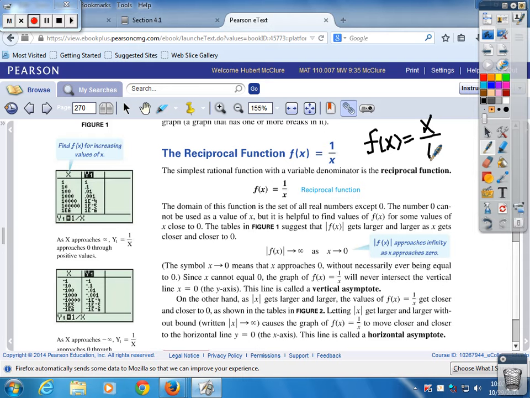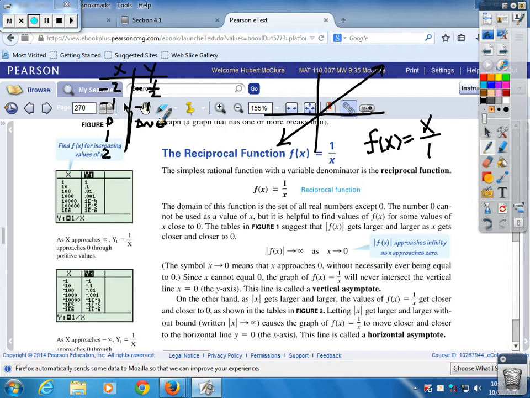Well, we already know that y is equal to x is like this right here, 45-degree angle, right? So what would 1 over x look like? Well, let's look at it. -2, -1, 0, 1, 2. So that'd be -1/2, -1, 0 does not exist, 1, and 1/2. So let's take a look at that.